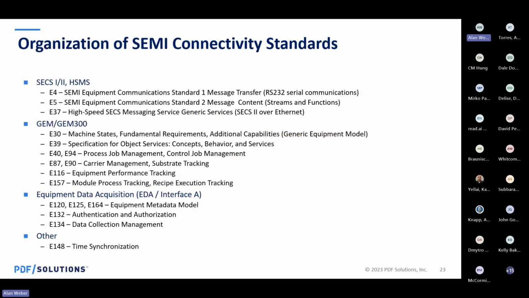Let me skip this one. When you look at the connectivity standards, these are the ones that actually allow you to get information to and from equipment. They span probably 30 years of work, from the most basic serial communications to all the standards that enabled fully automated 300 millimeter manufacturing to the latest generation that enables multi-client data on demand, the ones called EDA or Interface A. EDA in this context means equipment data acquisition, not design automation. So it's an unfortunate choice.